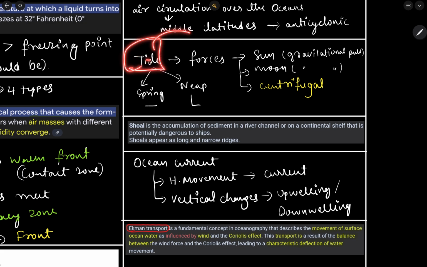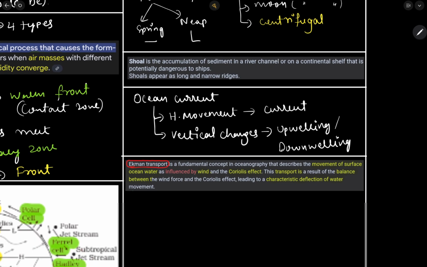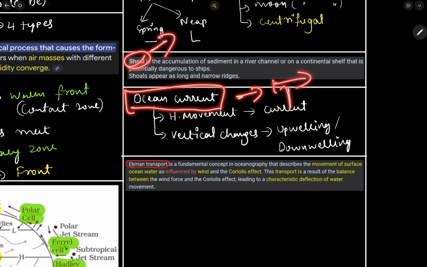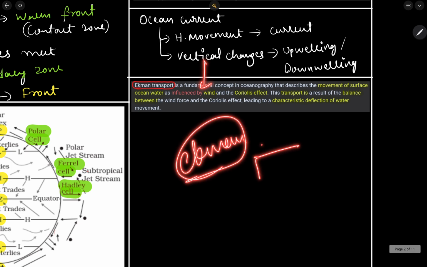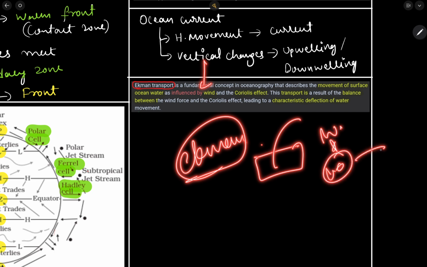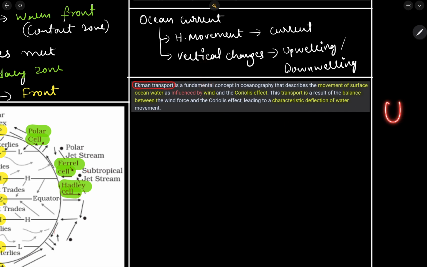learned about the tides, the forces which act upon the formation of tides, and the types of tides. And we discussed the definition of shoal, and discussed the horizontal movement of ocean currents and the vertical movement of ocean currents. Then we discussed Ekman transport. Ekman transport is nothing but the movement of surface water influenced by wind and Coriolis force. Coriolis force is nothing but the force exerted due to the rotation of the earth.